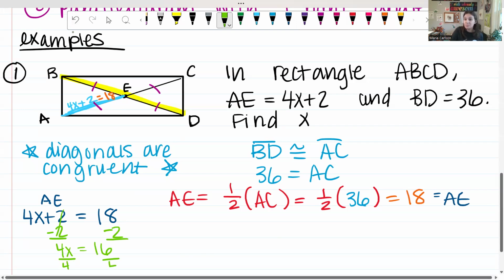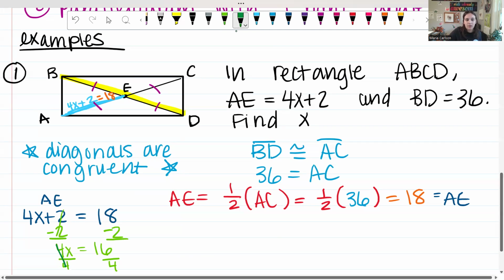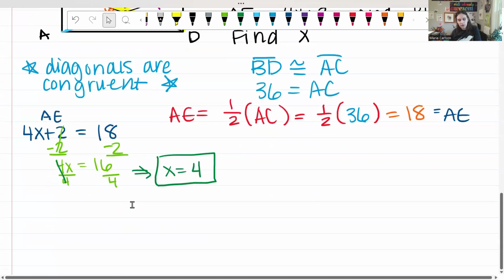4 times x needs to be undone by dividing by 4, and we will get that x is equal to 4 itself. So x is 4. And that makes sense because if I substitute 4 in for x, 4 times 4 is 16 plus 2, which is 18. And 18, AE, plus its congruent half, 18, would give the entire length of 36. All right, let's look at another example.